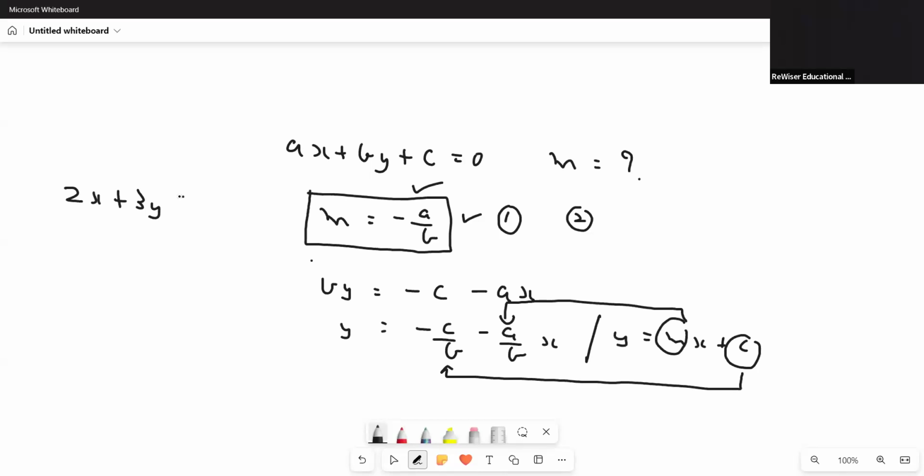If I give you the equation of the line as 2x plus 3y minus 5 equals 0, and I ask you to get the slope, then if it's a one marker, that's the value of a, that's the value of b, and that's the value of c. So it should be minus a by b, so that means minus 2 by 3. So that gives you the slope of the line directly.